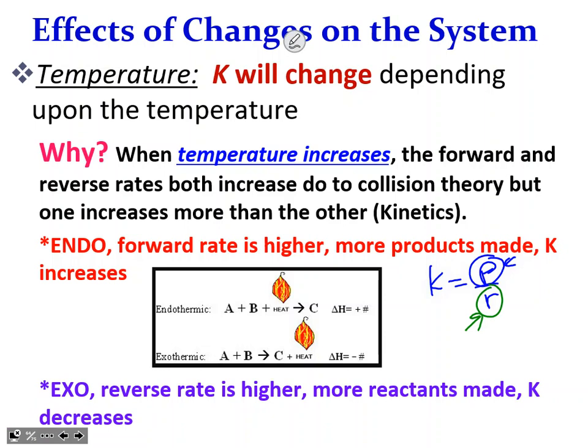If you're removing temperature, taking away temperature from an endothermic reaction is going to proceed towards the reactants. K should decrease. If you remove heat from an exothermic, it's going to increase the forward reaction, making more product, so therefore K should increase. Any questions?